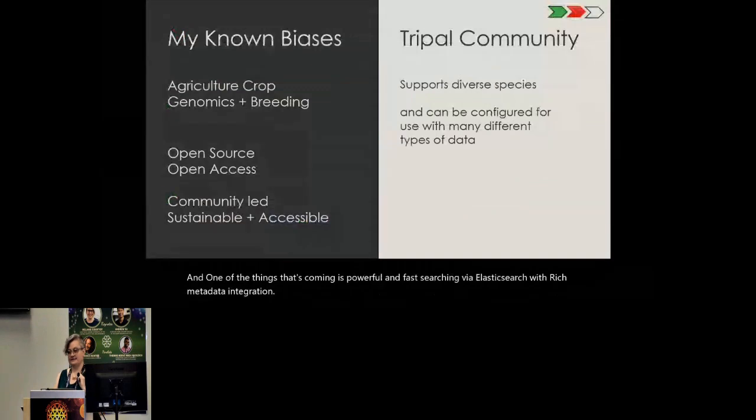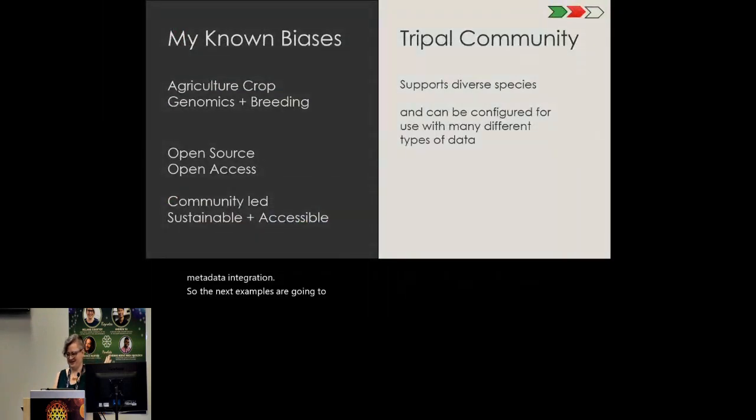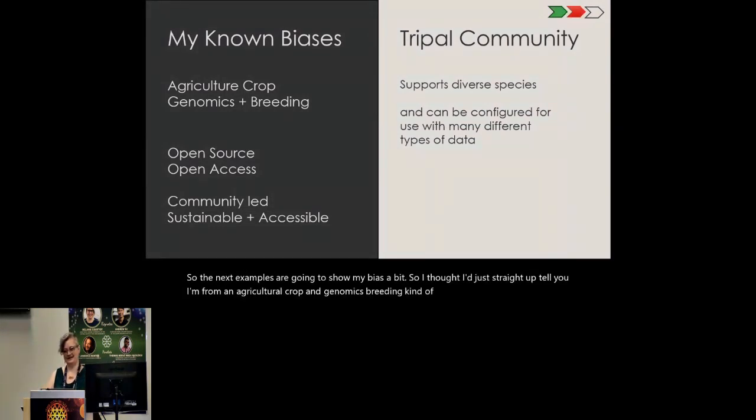So the next examples are going to show my bias a bit, so I thought I'd just straight up tell you. I'm from an agricultural crop and genomics breeding background, and so you're going to see that in a lot of the next slides. I'm also all about open source, open access, community-led, sustainable, accessible, but I have a feeling that's amenable to this audience. Despite all of this, the Tripal community is extremely diverse, and so we support a diverse number of species, and it can be configured with types of data that we haven't even thought of, just based on how it's designed.